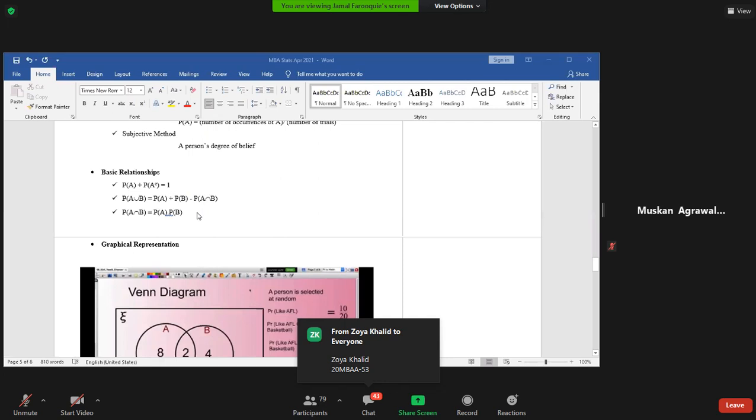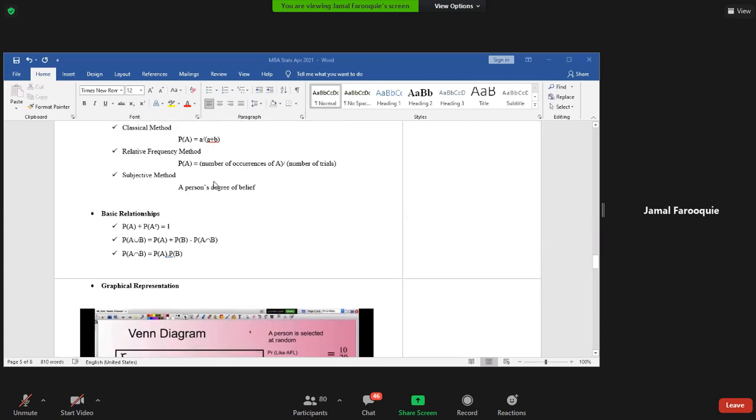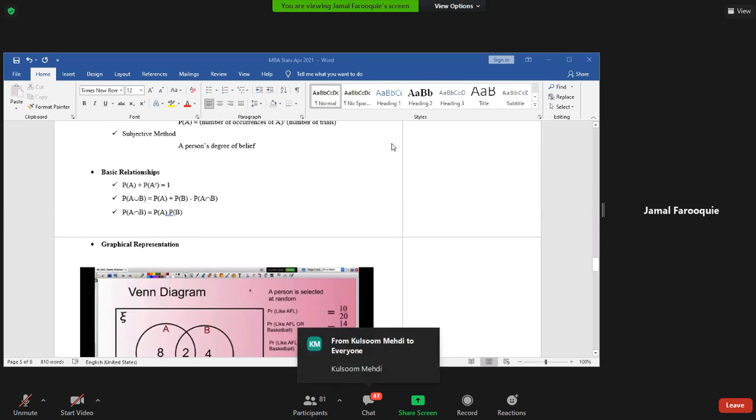Probability of some event and probability of its complement. If A is the event, then we denote the complement as A suffix C, or A bar, or A prime. All these symbols are used for it, meaning which is not A. Anything which is not A is the complement. So the total probability, because as we know the sum is to be 1, is 1 like this.